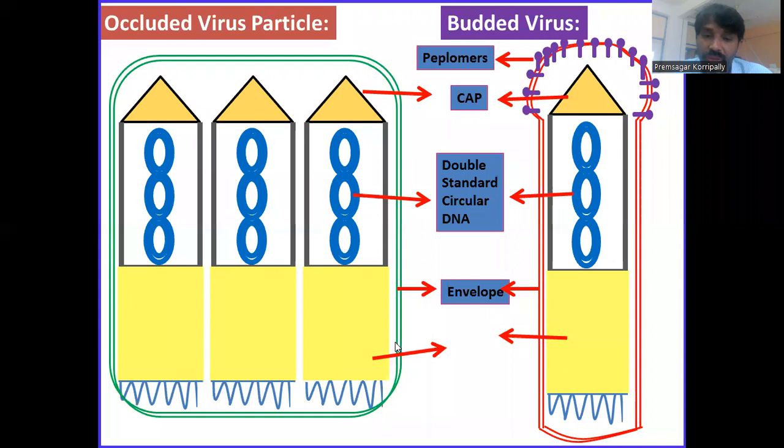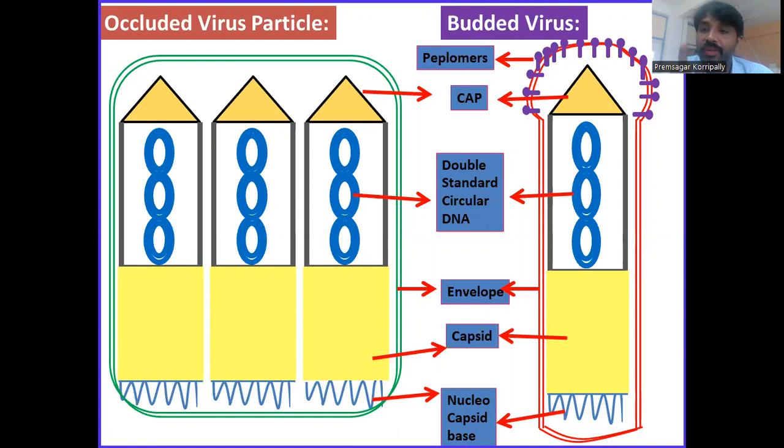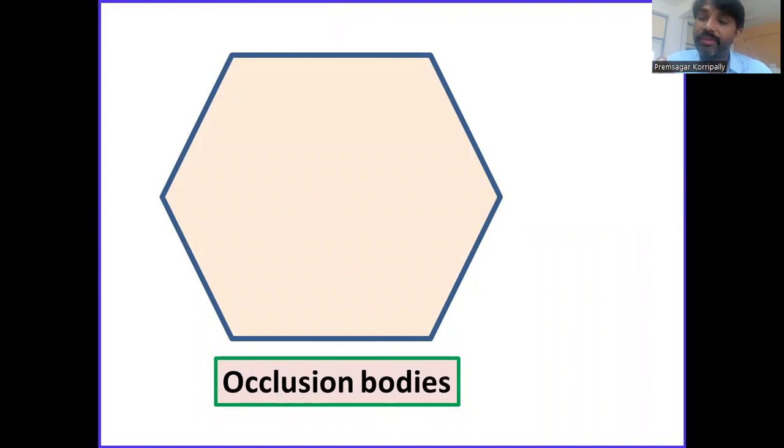Then here you have a capsid, right? And the last one is the nucleocapsid base. So these are the common and different parts of the occluded virus particle and the budded virus particle. As I told you, occluded virus particles means that more than one virus particle is enclosed by the inner nuclear membrane. So those occluded virus particles are embedded or packed in the inclusion bodies.